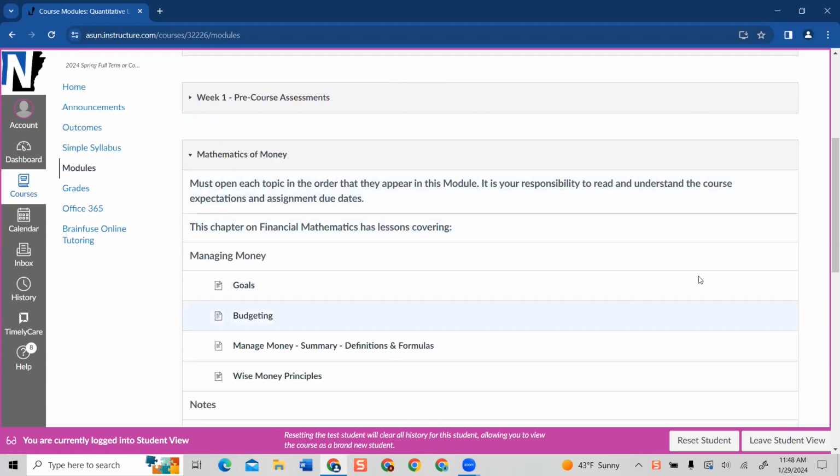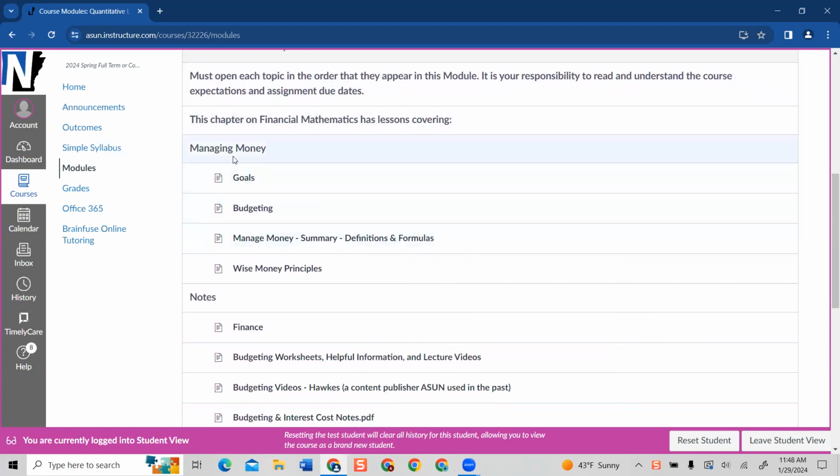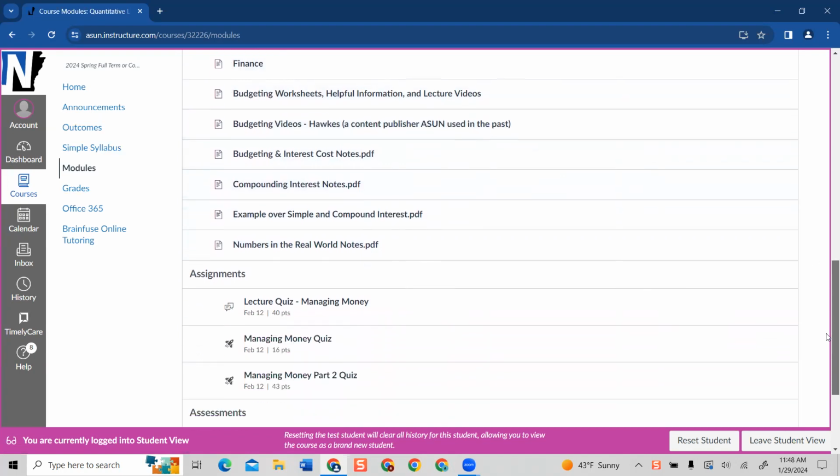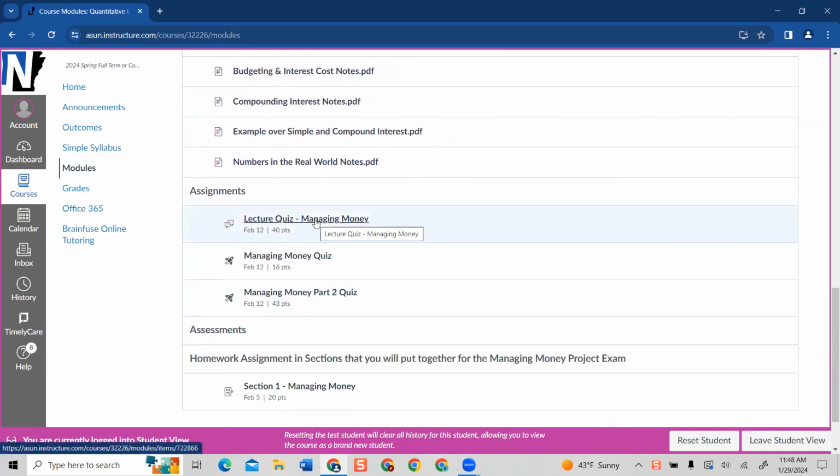Let's talk about managing money. So mathematics of money, I put some helpful information here. I also put some notes and some videos here. And then I have a lecture quiz here. I have two other quizzes here for the managing money. If you notice, it says February the 12th, February 12th, February 12th. So these are all due by February 12th.